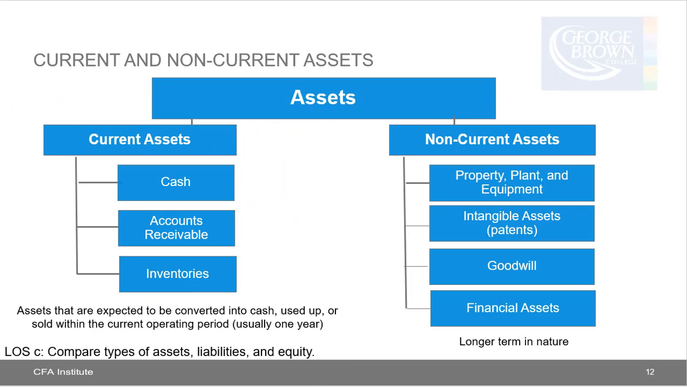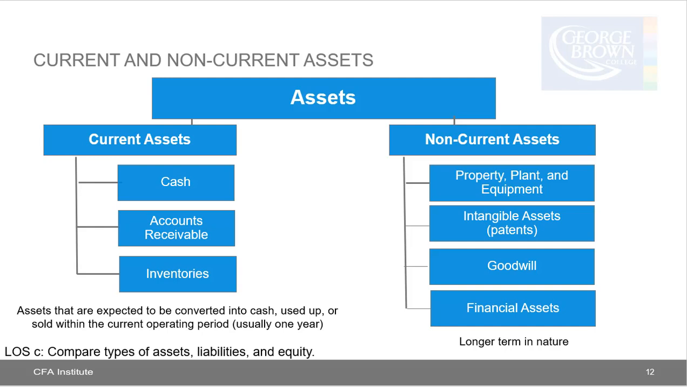So now we're moving on to Learning Outcome Statement C, which is compare types of assets, liabilities, and equity. And we accomplished a lot of that by looking at the balance sheet for company ABC over 20x1 and 20x2. Anyhow, we can see that in terms of assets, assets are split up between current assets and non-current assets. Current assets are cash, accounts receivable, and inventories, and those are assets that are expected to be converted into cash, used up, or sold within the current operating period, and that's usually 1 year.